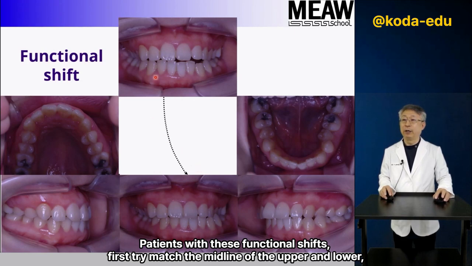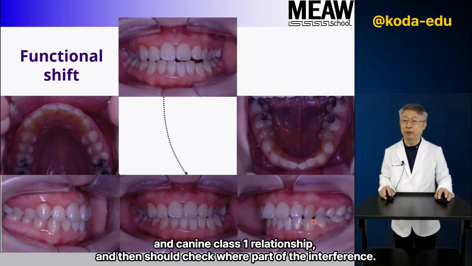For patients with these functional shifts, first try to match the midline of the upper and lower, and the canine class 1 relationship, and then check where the interference is.